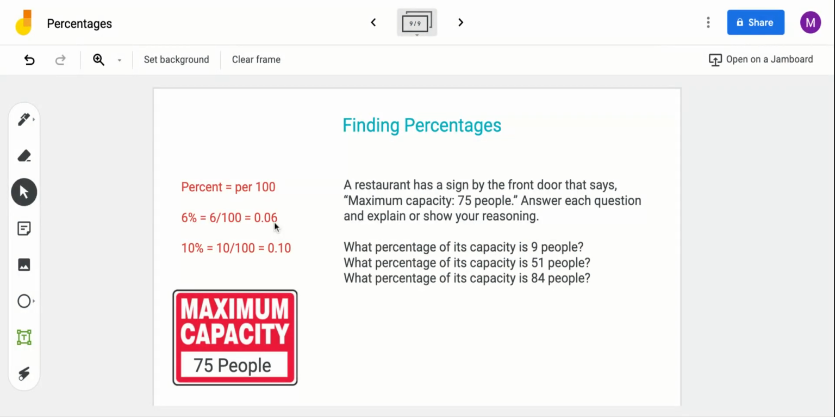Here's our hundreds place. 6 100ths would be the same as 6%. 10 100ths would be the same as 10%. So we're going to use that to find our percentages today.